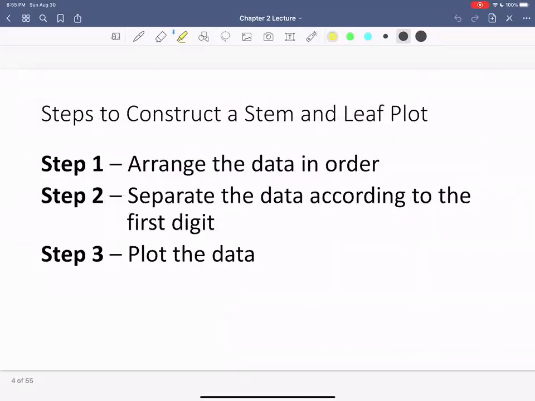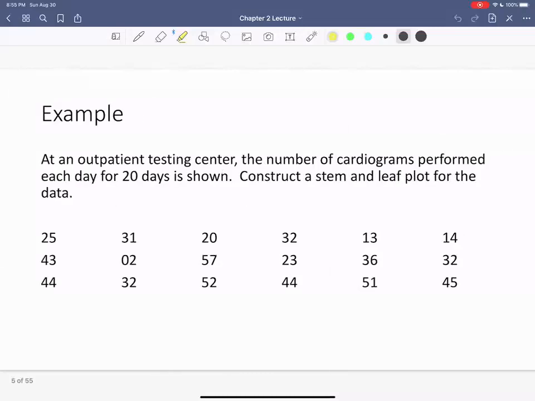So the steps to construct the first one: you have to arrange all the data in order. Then you separate the data according to the first digit, and then step 3 is you plot the data. And plotting the data is not what you would think by graphing it, it's putting it in the actual plot itself, the stem and leaf.